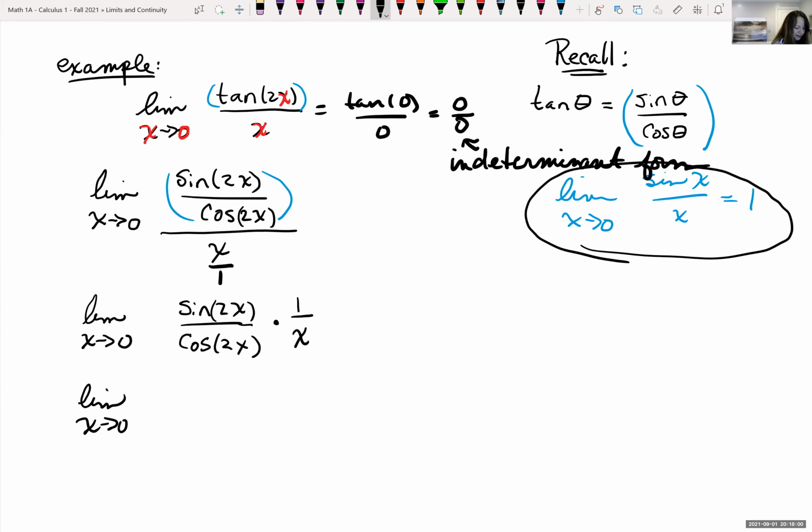So I can rewrite this a little bit. This is 1 over cosine of 2x, all times sine of 2x over x. So I just need that 2 down there in the denominator. We're going to use the fact again of multiplying by a fancy one. We want a 2 down in here, so if I put a 2 down in there, I need to put a 2 in the numerator.